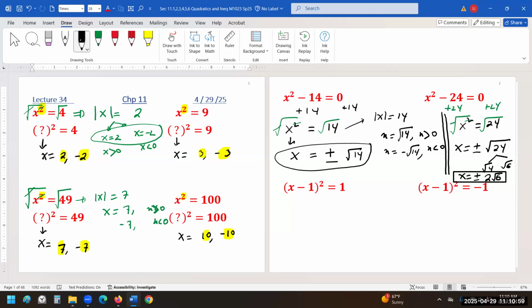For 14, we didn't do anything because 14 is not reducible. We cannot divide 14 by 4 or 9. But we can divide 24 by 4, so we have to reduce. Anytime you have something reducible, you must reduce.